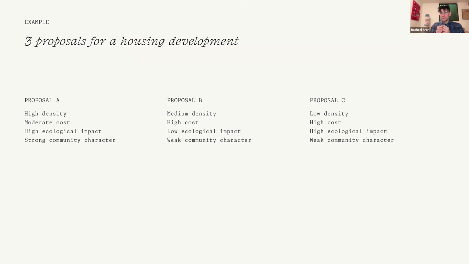So the answer is C is the dominated proposal because it's worse than A on every dimension except possibly density, which may or may not be qualified as a benefit. A and B are non-dominated and they're Pareto rivals. So choosing between them requires political judgment about what the community values. And an algorithm can't resolve this.